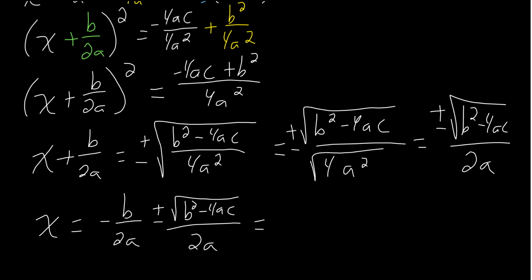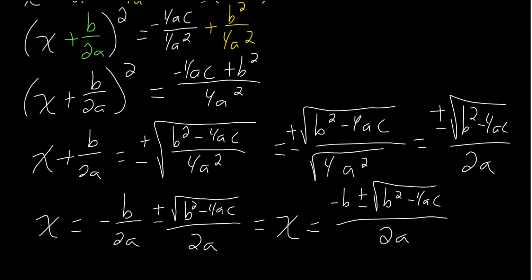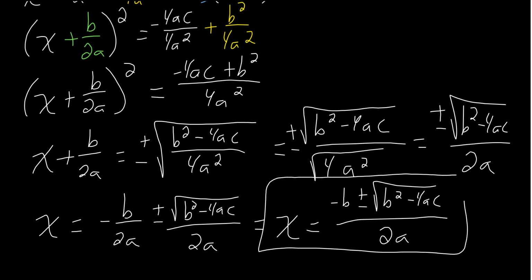And similar to what we did above, once we have a common denominator, we can just combine the numerators, right? So this becomes x is equal to negative b plus or minus the square root of b squared minus 4ac all over 2a. Okay? And that's it. That's the quadratic formula.